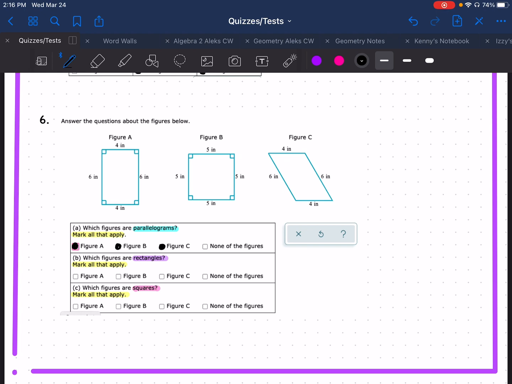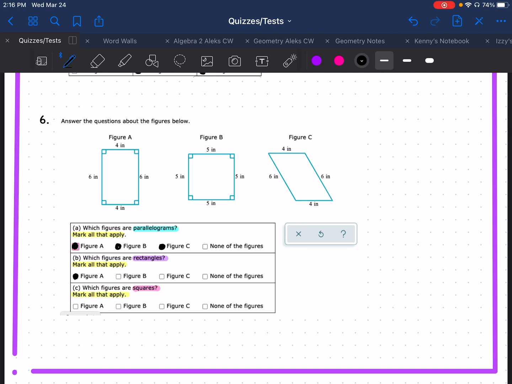Now, the parallelogram that I have in my mind is, of course, figure C. This is what a parallelogram looks like to me. But the other two are just special types of parallelograms. All right, moving on. Let's take a look at the rectangle. Which figures are rectangles? Well, I can tell that figure A is a rectangle. It looks like what I have in my brain as a picture of a rectangle.